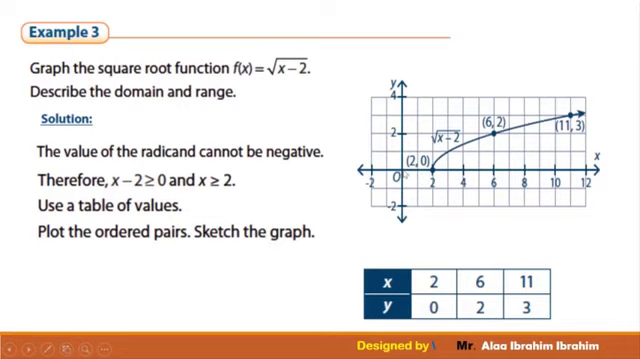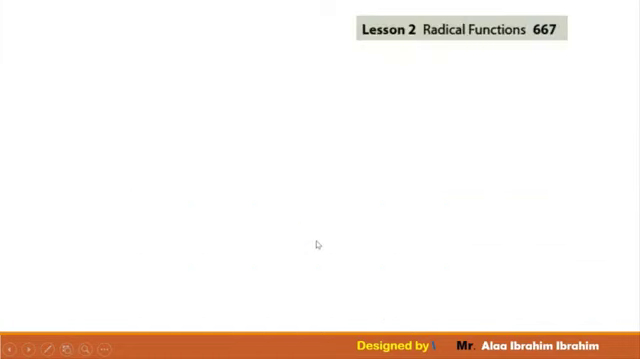This is my starting point. This point is 2, 0. So 0 is my y. So I'm starting from 0 and 2, and going up, increasing. So this is my range. So now I have my domain, x bigger than or equal to 2, and my range, y bigger than or equal to 0. I think it's clear now.